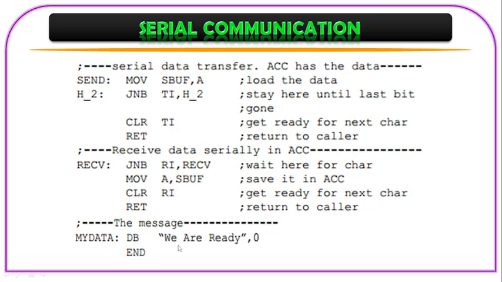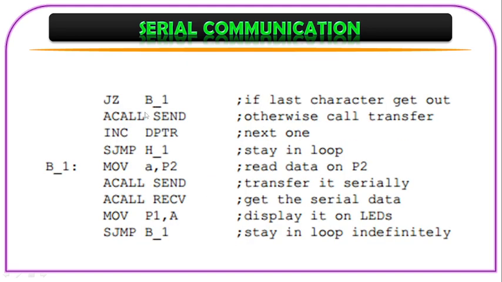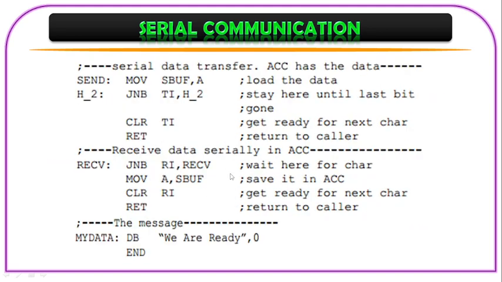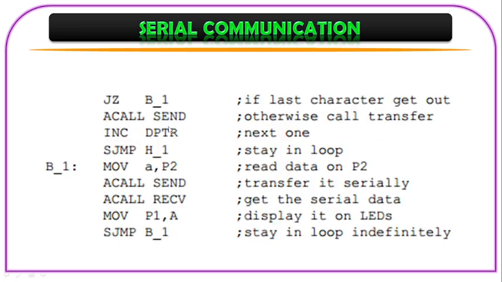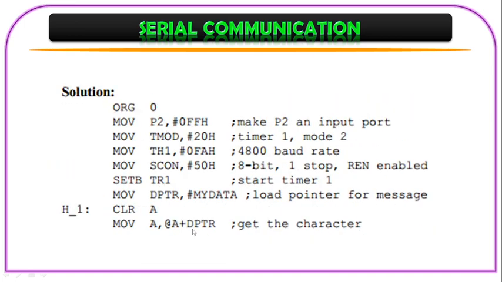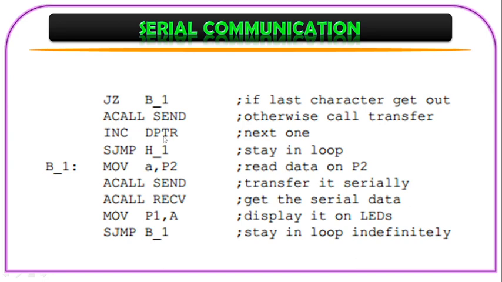Here you have the data "we are ready" and the last data is 0. So if the data is not 0, you call send. What is send? Send is just moving the character to SBUF, and then checking your transmit flag, and then clearing the transmit flag. All these characters of "we are ready" will be taken using the DPTR one after another, incrementing the DPTR. So the whole thing will be transmitted first.